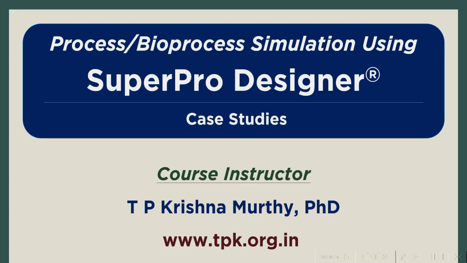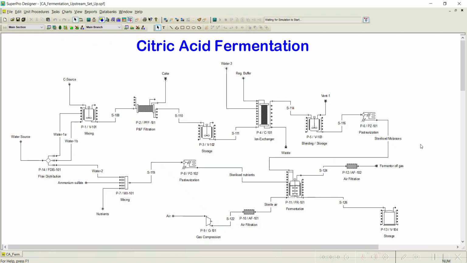Welcome to the tutorial series on process or bioprocess simulation using SuperPro Designer. In the previous two videos, we understood how to register the pure components required for the citric acid fermentation simulation. Also, as I already told, this particular process is divided into two sections. One is the upstream section, that is the fermentation section, and the next section is the isolation section. In the previous video, we understood how to develop the process flow sheet for this fermentation section, and we initiated all the streams and operations.